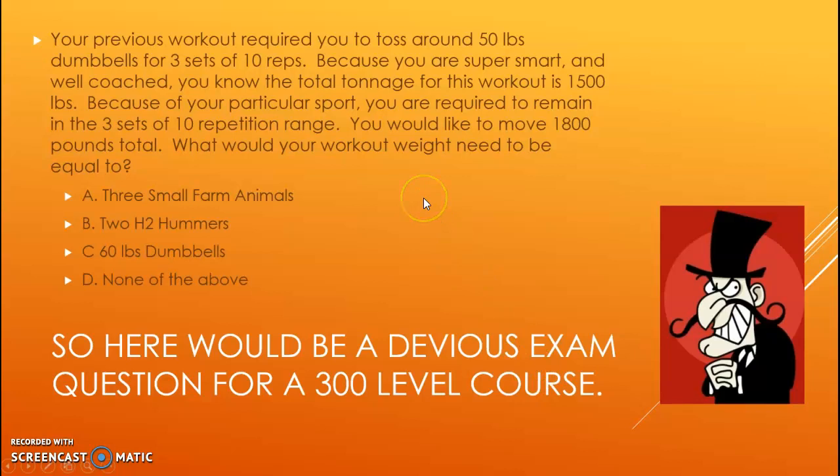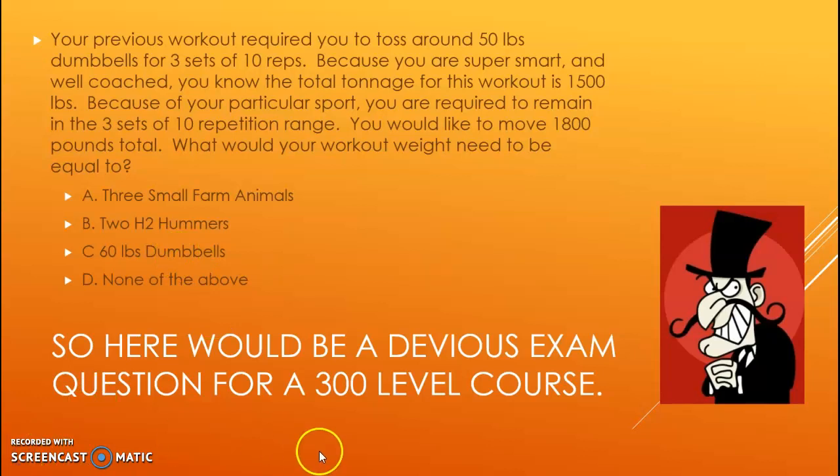So here's a devious kind of exam question, right? If I were to throw this at you, because you guys are all smart. If you look at this and you go, all right, if you want to move 1,800 pounds versus 1,500 pounds for 3 sets of 10, well, 3 sets of 10 is 30 reps. What would that workout weight need to be? Well, if you do the math backwards to get to 1,800 pounds at 3 sets of 10, it's not going to be a Hummer or a couple farm animals. It's going to be 60-pound dumbbells. That's going to be your winner.